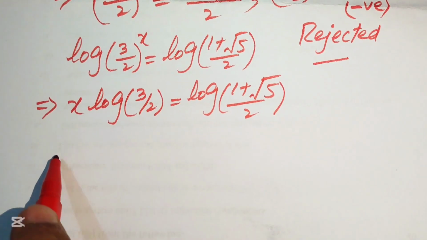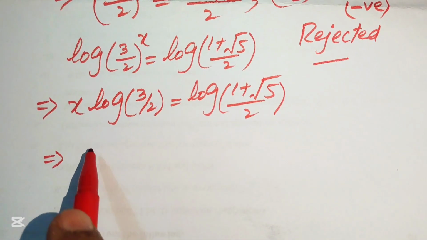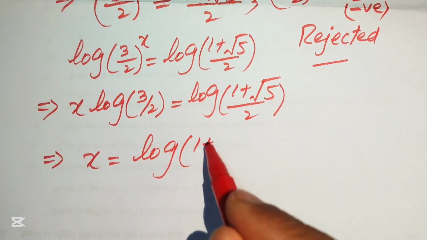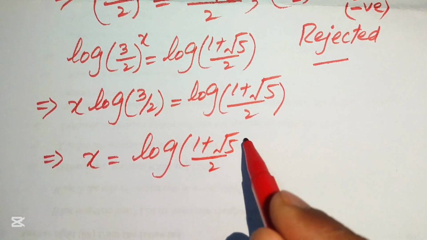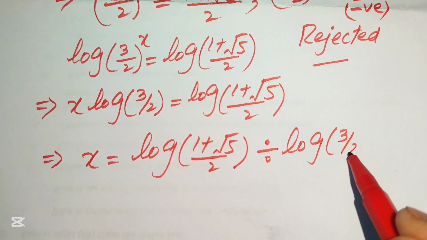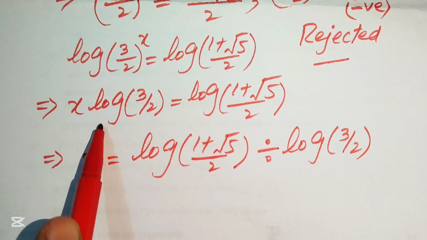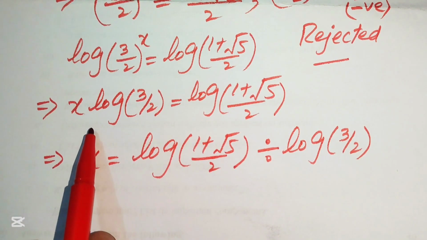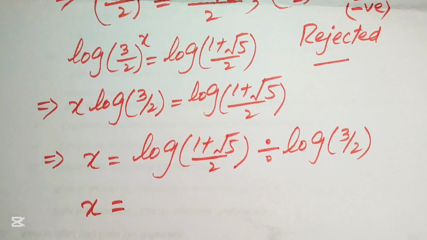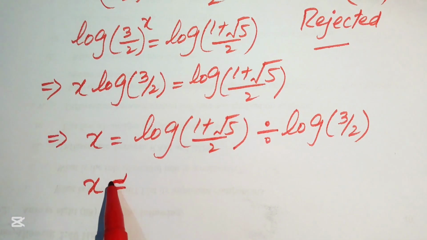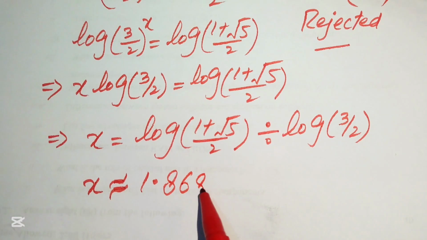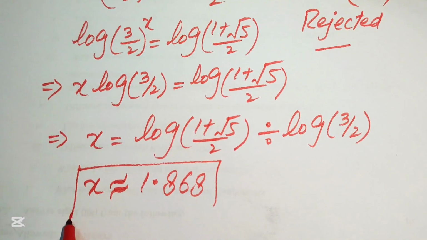So here in order to find the value of x, we need to move this log 3 over 2 to the right hand side, and it will be written as x is equals to log of 1 plus square root of 5 divided by 2, and it is divided by log of 3 over 2. You see here we can move this log 3 over 2 to the right hand side, so it is multiplied here. When you move it to the right hand side, it is divided by this one. So by using the calculator, when you divide these two terms, then finally you get the approximate value of x is equals to 1.868. This is our final answer of this question.